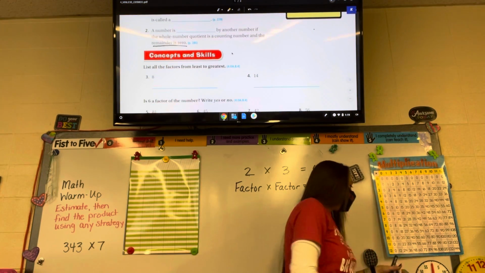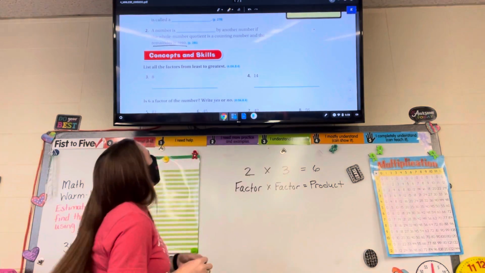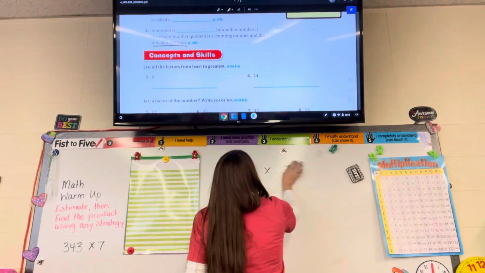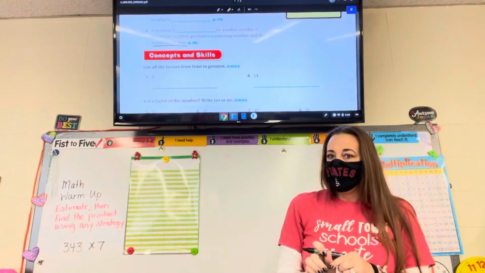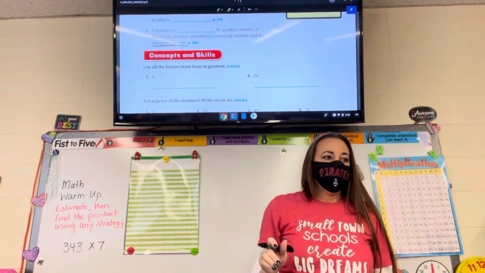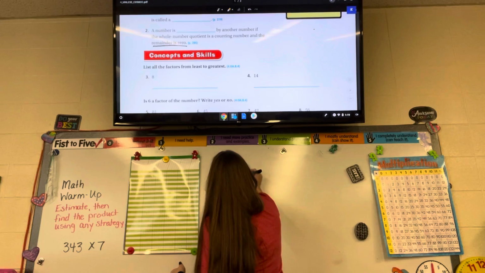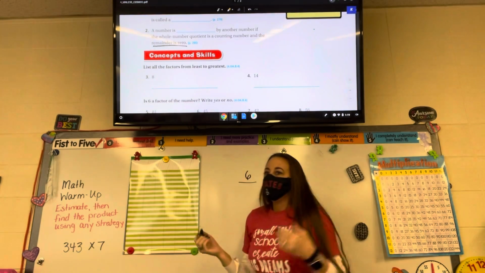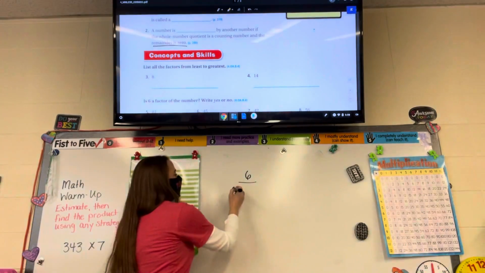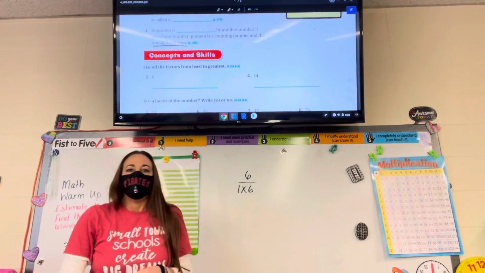Okay, for number 3, it says list all the factors in order, or from least to greatest. So I'm going to show you an example of 6, and then you are going to do the factors of 8 and 14. This is how you would do it if instead of 8, it said 6. You would write out a 6. What are the first two numbers that are factors of 6, Shelby? 1 times 6. We always start with 1.